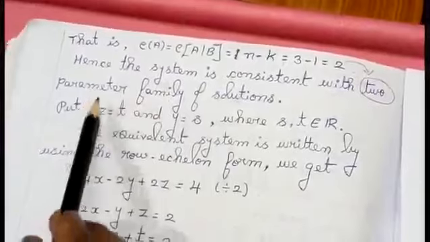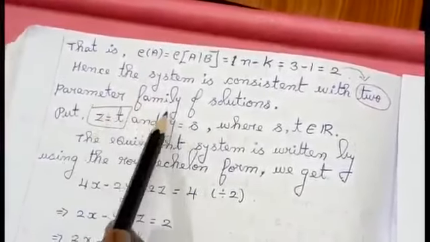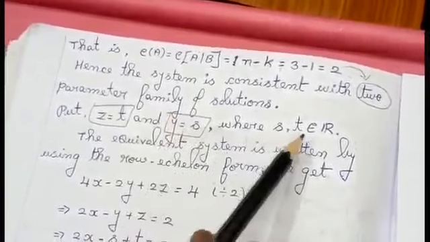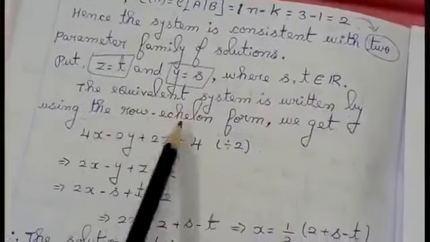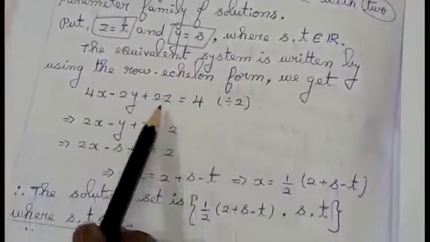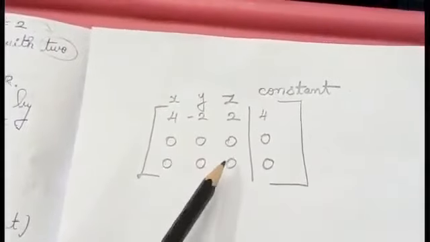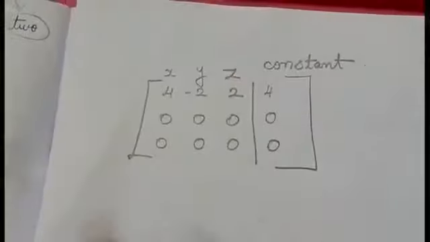That is, I am going to go in reverse. For z I am going to use another variable, the parameter t, and for y I am going to use another parameter s, where s and t belong to capital R. The equivalent system is written using row echelon form. Before seeing this equation, we will see how we are getting it. If you see the last matrix we have found, in the top I am writing x, y and z, and this is called the constant. From this I am framing the equation.